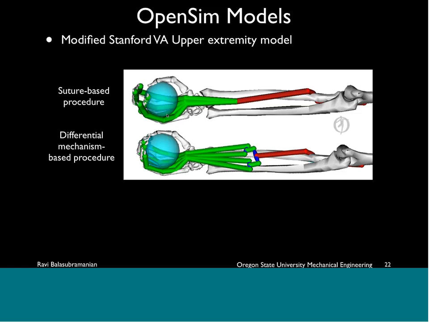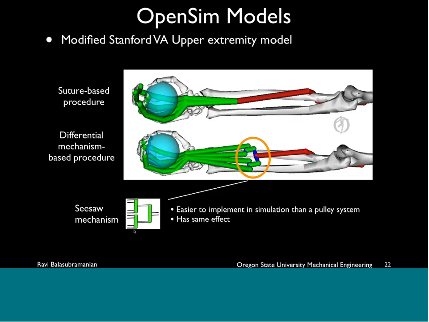Okay, so we modified the Stanford VA upper extremity model to study the problem. In the suture-based procedure, we just took all 4 FDP tendons and connected them up with the ECRL muscle. For the new proposed procedure, the differential mechanism-based procedure, we used a seesaw mechanism instead of a pulley mechanism because it's easier to simulate than a pulley system, but it has exactly the same effect.